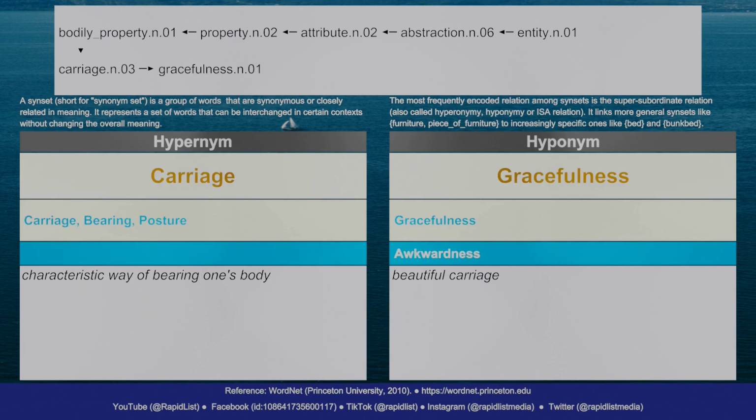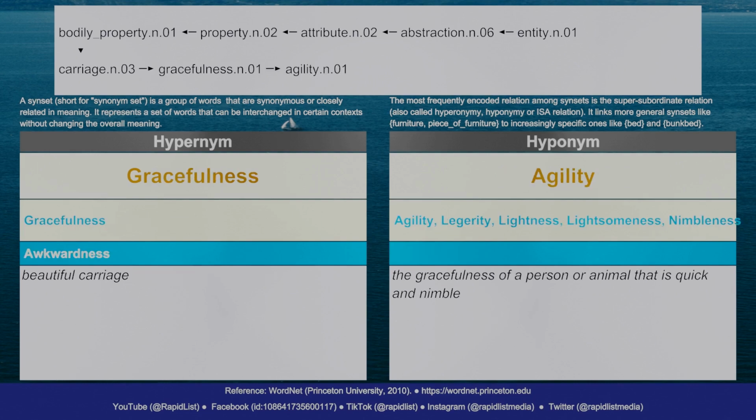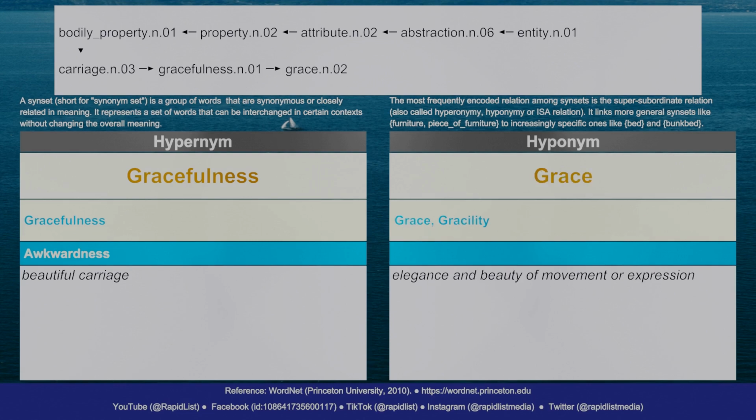Gracefulness. Beautiful carriage. Agility. The gracefulness of a person or animal that is quick and nimble. Grace. Elegance and beauty of movement or expression. A beautiful figure which she used in subtle movements of unparalleled grace.